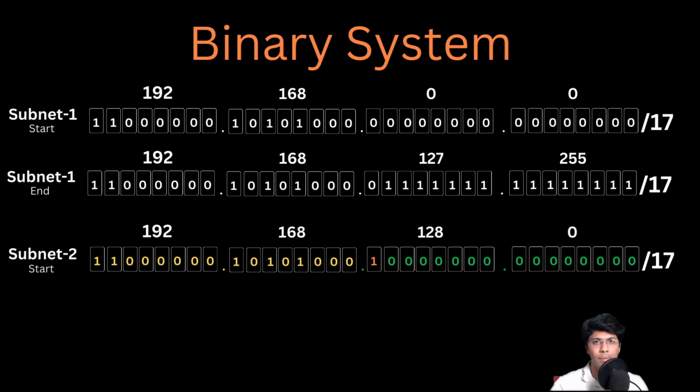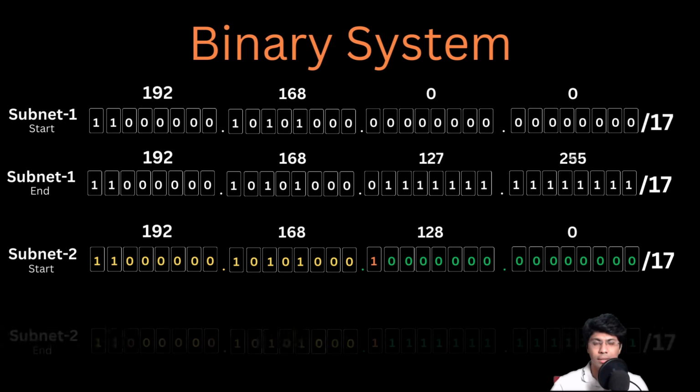Check the last IP of subnet 1 and compare the third and the fourth octet. In the third octet, we have 127 as the last value in the octet. And in the second subnet, it takes the next value, that is 128. And in the fourth octet, as 255 was the maximum value possible, the next value starts from 0 again.